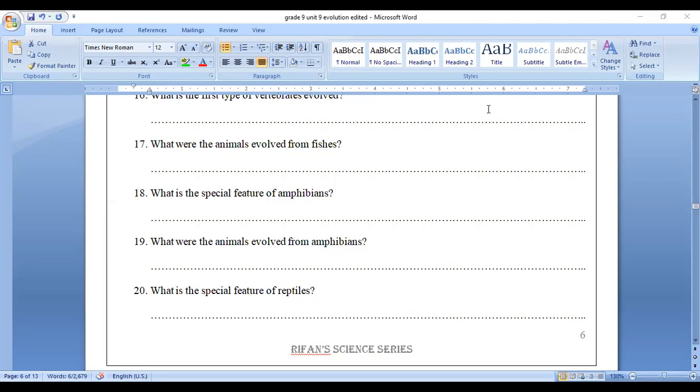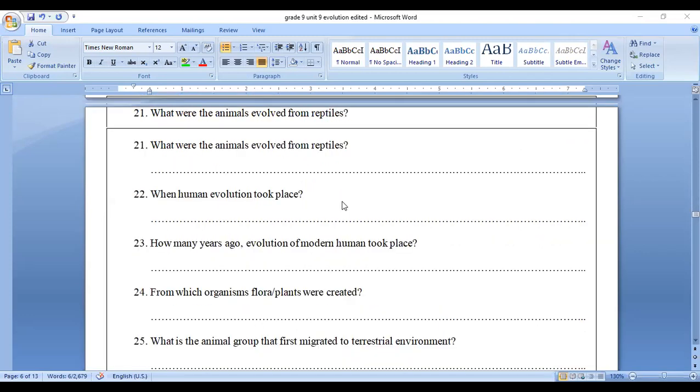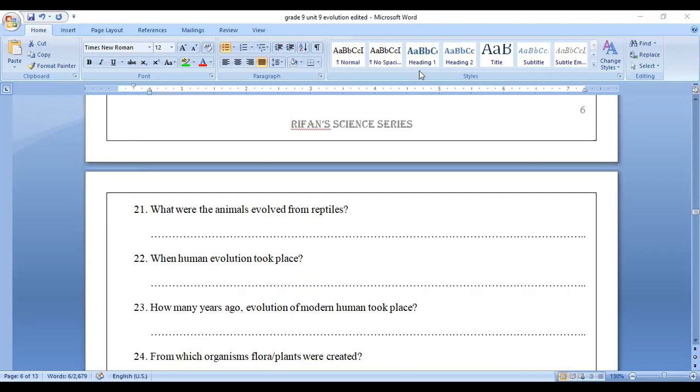Right. Question number 20. What were the animals evolved from reptiles? My children, from the reptiles, in one direction, birds evolved. They are called aves. In another direction, mammals evolved. So it's not birds becoming mammals. Reptiles became mammals. Reptiles became birds. One set of reptiles became mammals. One set of reptiles became birds.